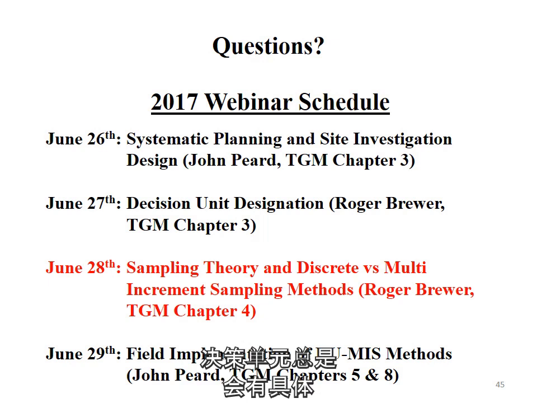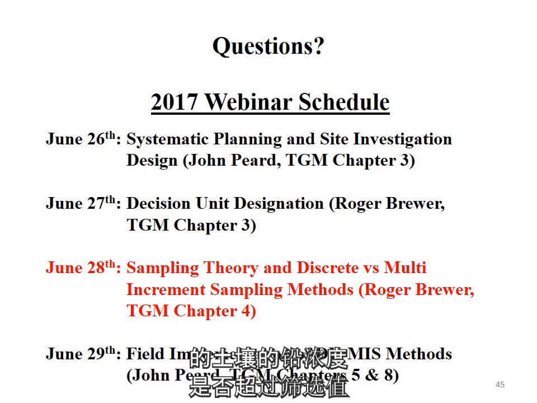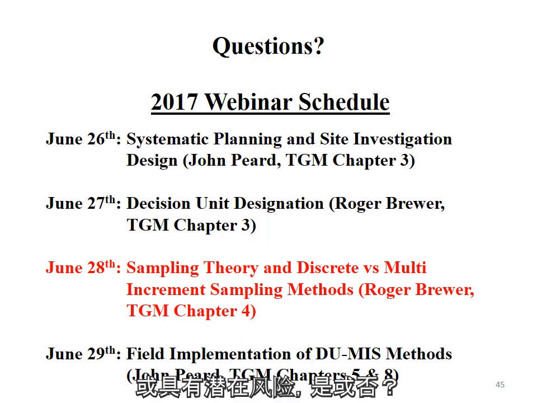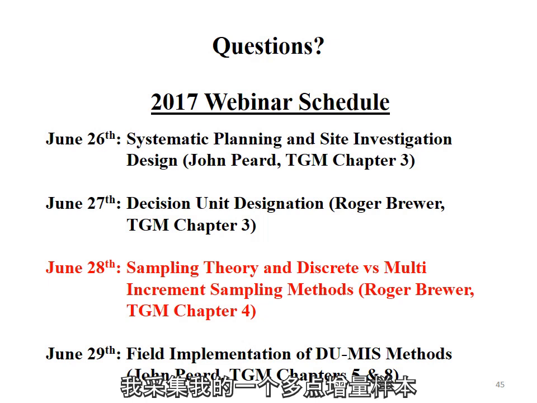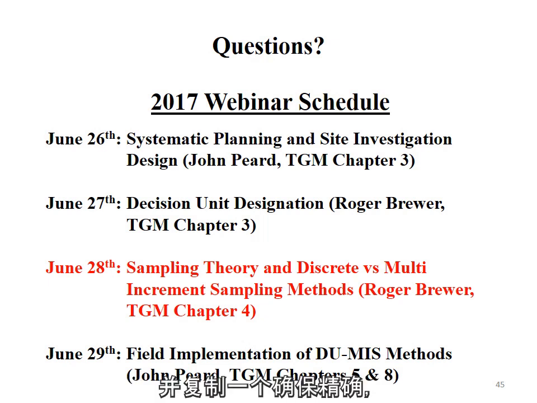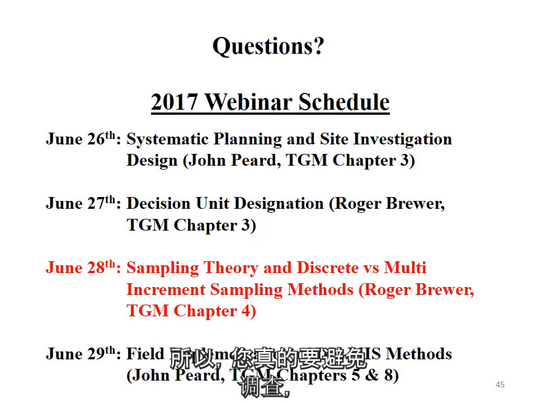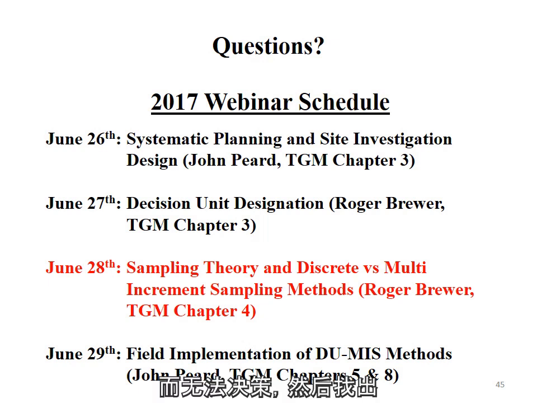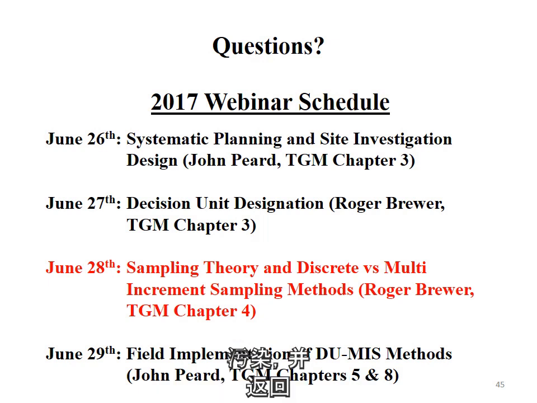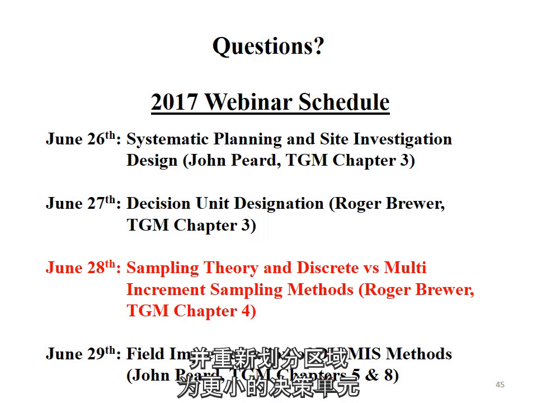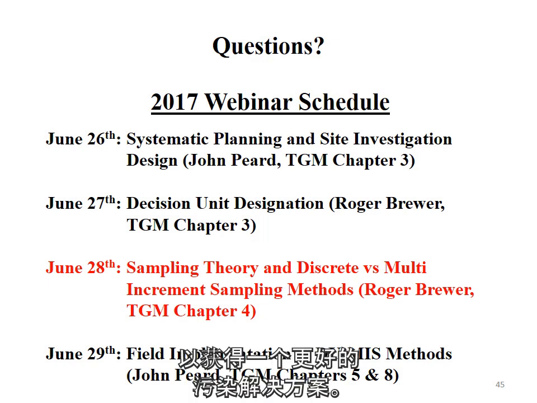Decision units always have specific questions assigned to them. Does the concentration of lead in soil in this part of my backyard exceed a screening level or pose potential risk, yes or no? I collect my 1 sample MI with replicas to ensure precision, and then I make a decision based on that data. So you really want to avoid doing an investigation, making your decision units too large to make decisions on, and then finding out they're contaminated, and then trying to go back and re-subdivide the area into smaller decision units to try to get a better resolution on contamination.